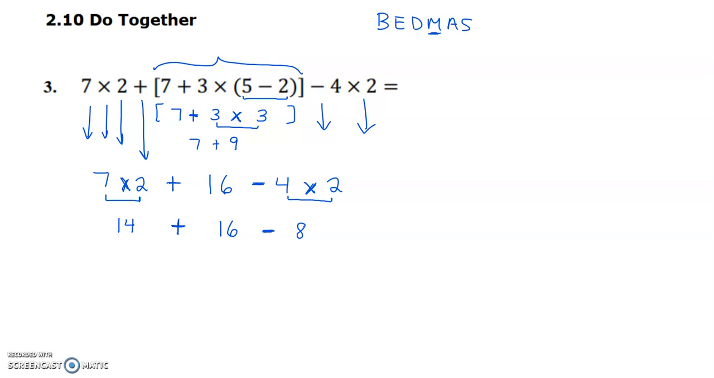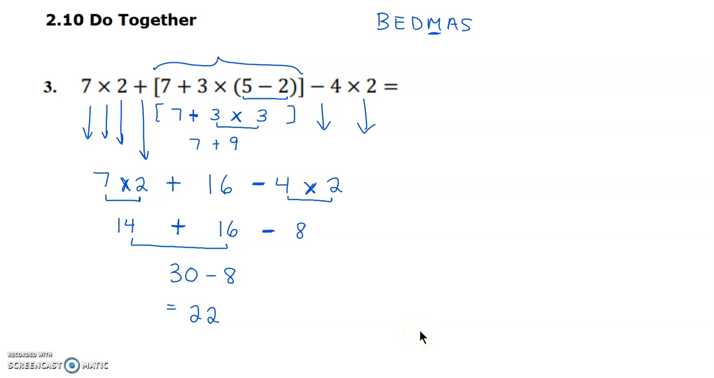So now we have addition and subtraction. When we have both of those operations, they're equal, so we're going to work left to right. So we're going to add 14 plus 16, which is 30, and now we can take away the 8. So our final result is a positive 22.